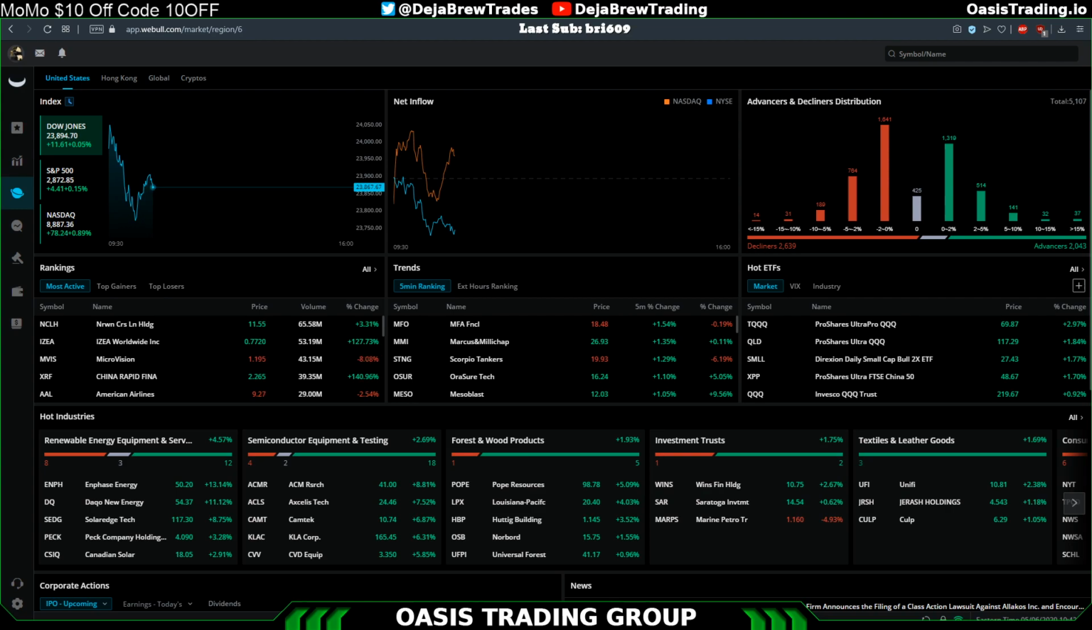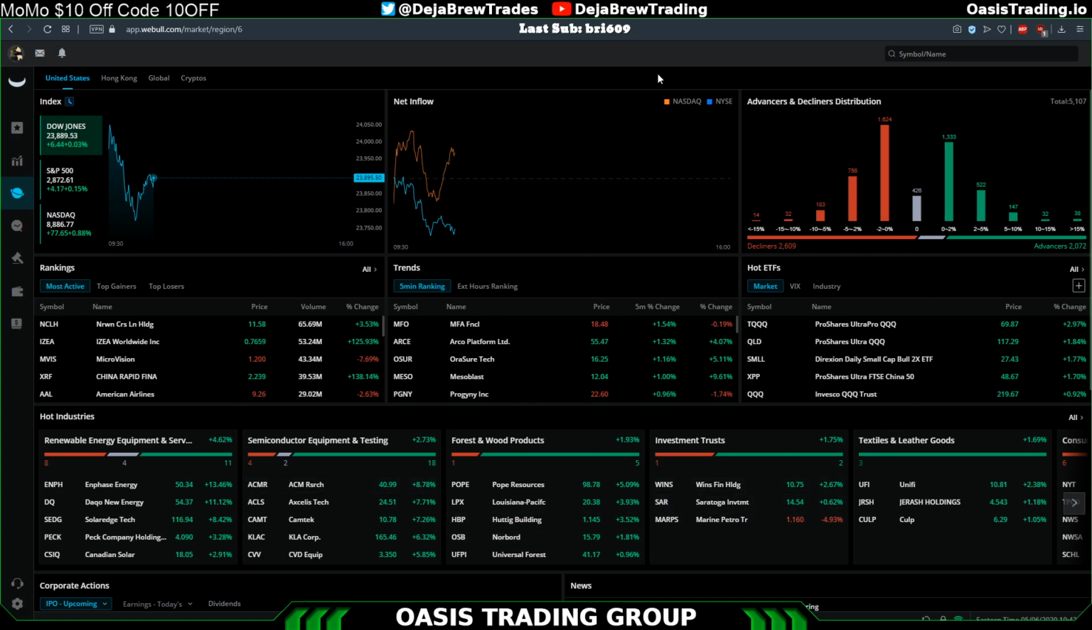So first off, I just wanted to show off this screen here on WeBull. If you guys have an account, I'm not sure if you can pull this up even if you don't have an account, but I know if you do have an account, you can go to the market screen here on the left. And this gives you a really good overview of how the market is looking.